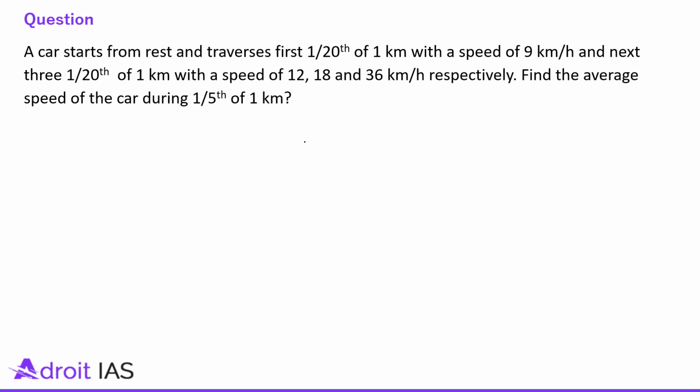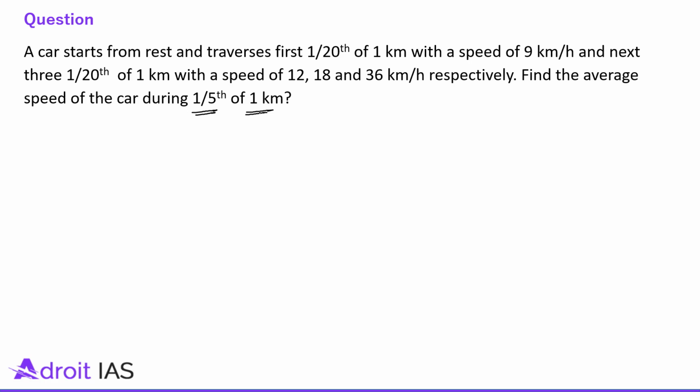Now again, this is a similar question based on the previous question only. Question says a car starts from rest and traverses the first 1/20th of 1 kilometer with the speed of 9 km per hour and the next three 1/20ths of 1 kilometer with the speeds of 12, 18 and 36 km per hour respectively. Find the average speed of the car during 1/5 of 1 kilometer.